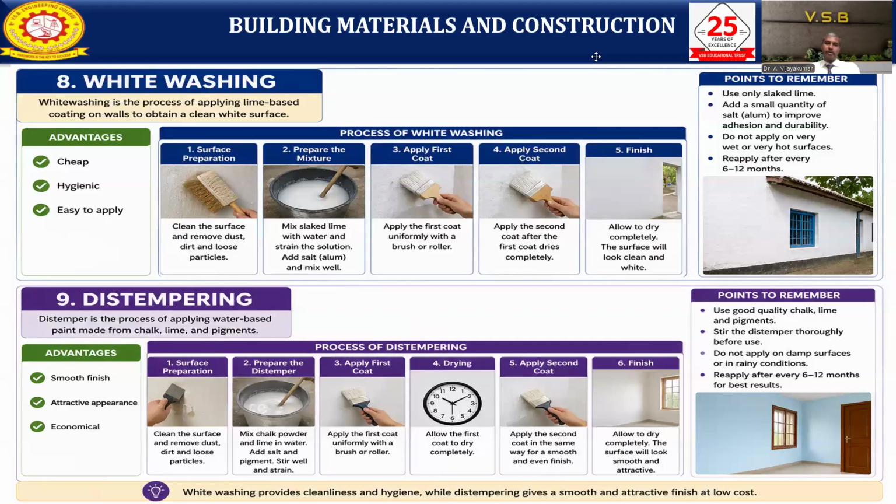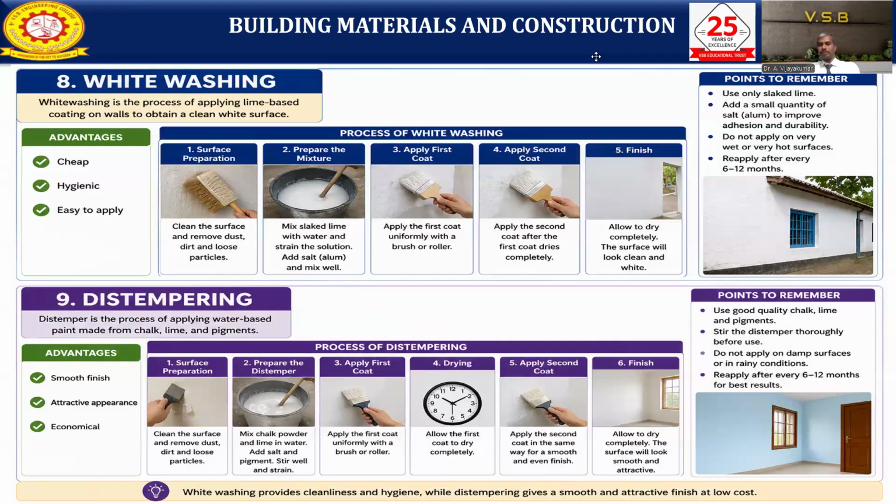Again, when we look at the wall, we need to clean it properly. If there is any dust or unwanted material, we need to remove it from the surfaces, along with dirt or loose particles. Then prepare the distemper: mix chalk powder and lime in water, add salt and a pigment, stir well, and we will get the proper white distemper. Apply the first coat and allow it to dry, then apply the second coat, dry it, and it is finished. This is the common process used for distempering.